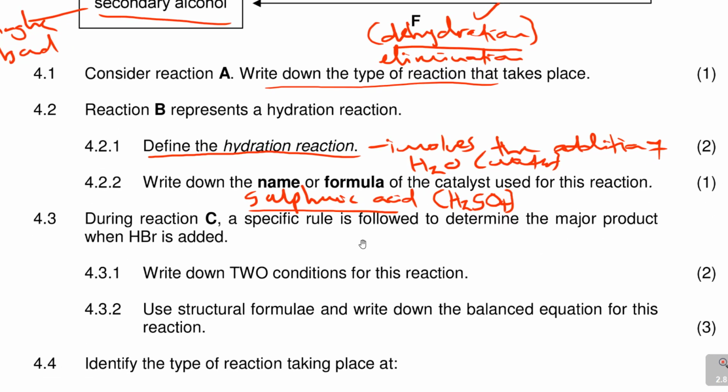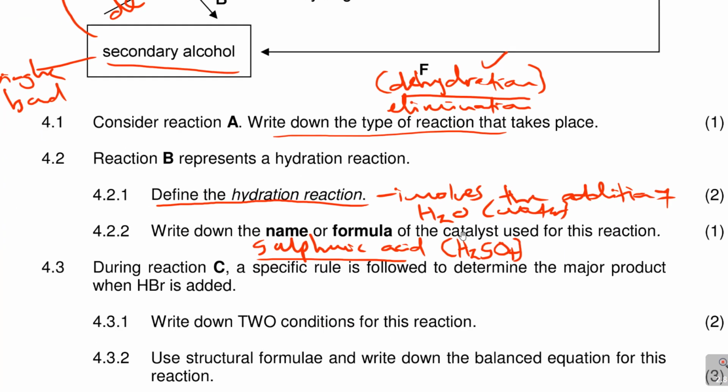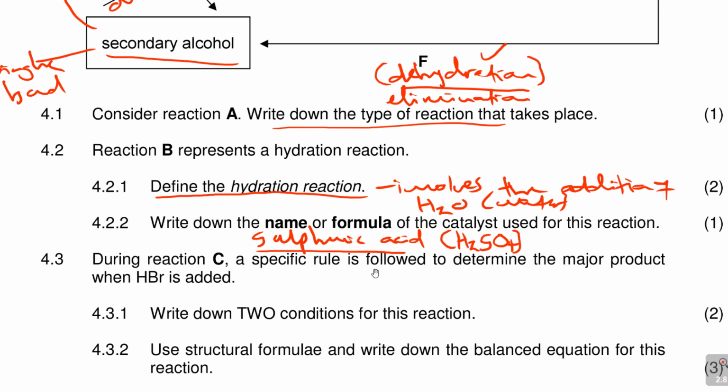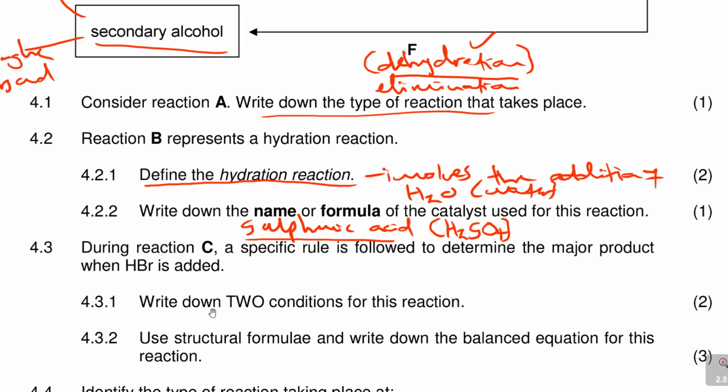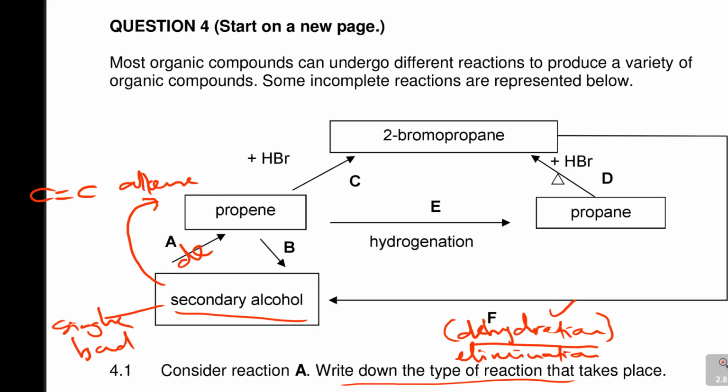During reaction C, a specific rule, reaction C, let me see, propene plus HBr to 2-bromopropane. The Markovnikov rule is followed to determine the major and minor product. So during reaction C, a specific rule is followed to determine the major product when HBr is added. Alright, write down 2 conditions for this reaction. We're taking propene to 2-bromopropane. So when you're adding, this is addition, right?